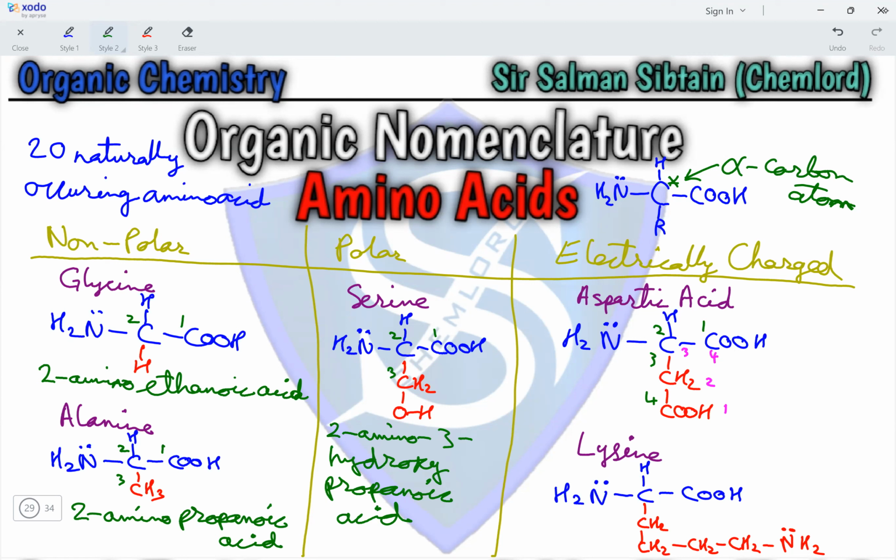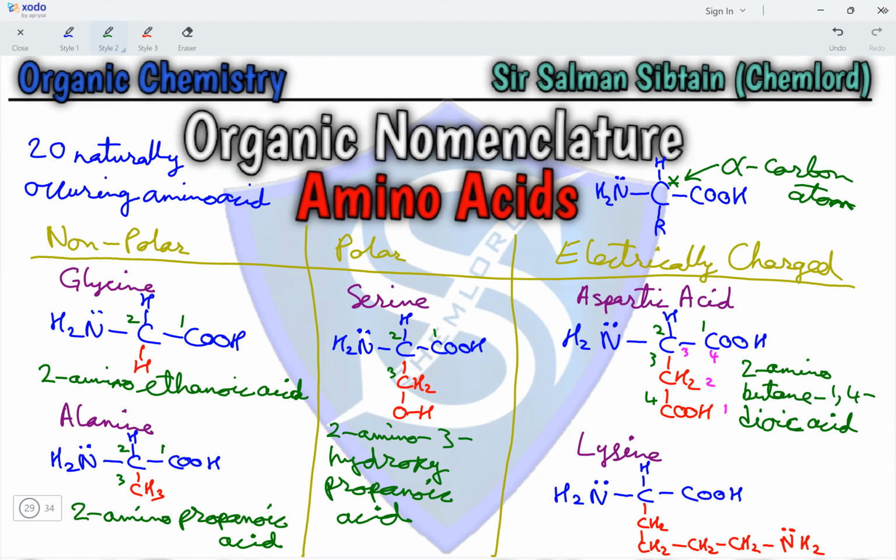So the name of this compound would be 2-amino, and since there are two COOH groups present, the name would be butane written completely. Then we give the position of the carboxyl groups. It would be 1,4-dioic acid. So that is the IUPAC name for aspartic acid.